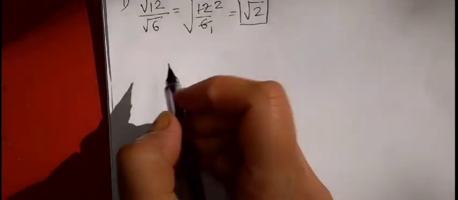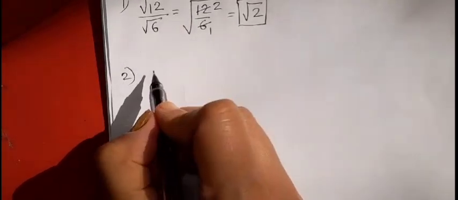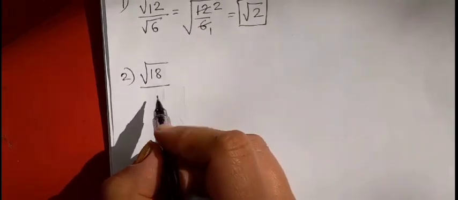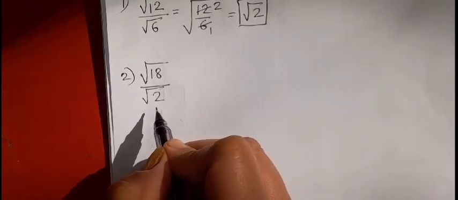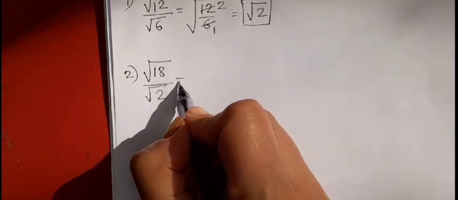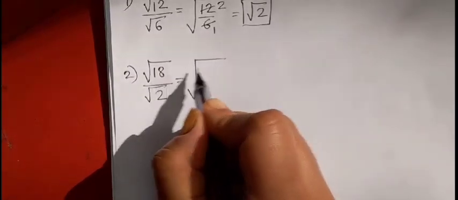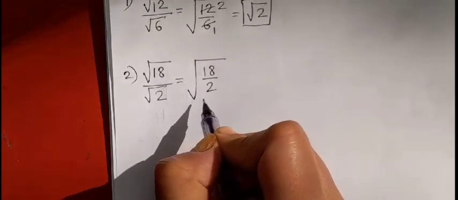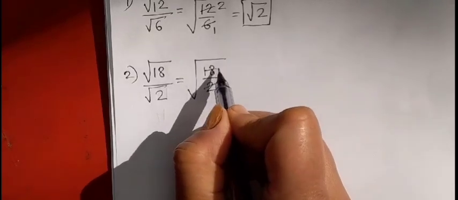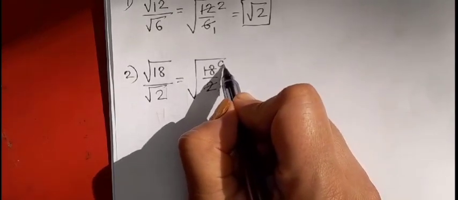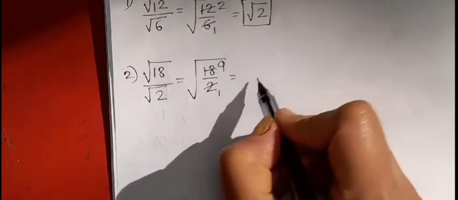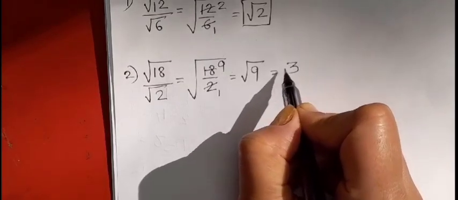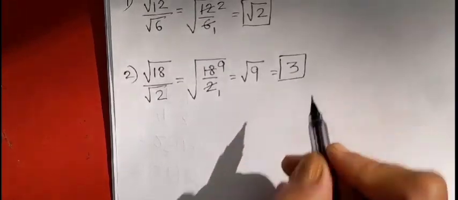Suppose I take the second example, root 18 divided by root 2. Here we have to divide the radicand, so 18 divided by 2. We'll cancel it out. 2 times 1, 2 times 9 is 18. So we get here root 9, and root 9 will be 3. So 3 will be the solution.